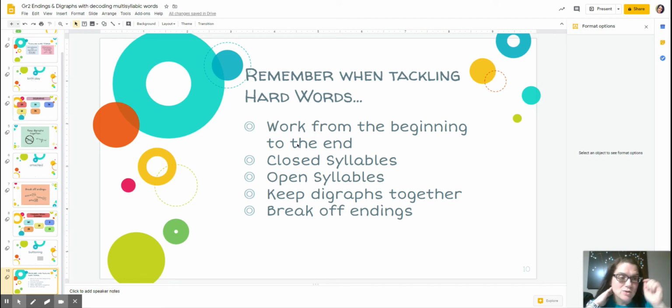And the other strategy we learned today is if we come to a word, we have to look at the ending and see, is it an ending that we can break off first? So today you're going to get some practice with that. Good luck, second graders.